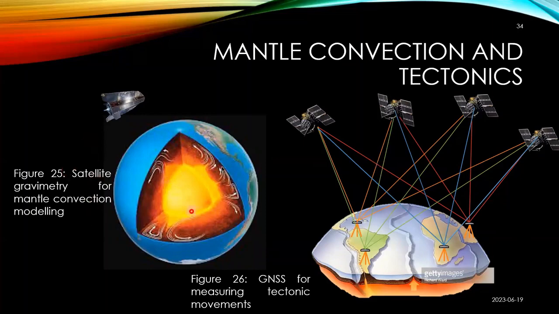Also, these tectonic movements reflect the mantle convection pattern. With satellite gravimetry, we can also study mantle convection, what is happening inside. In mantle convection, material gets warm, goes up, gets cold and comes down. There are circulations inside that, which can be studied by studying the gravity data, but not directly with GNSS.